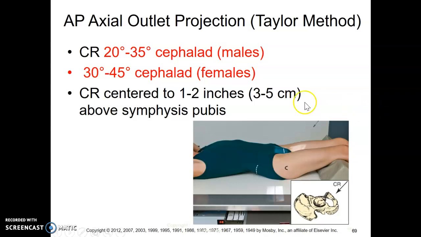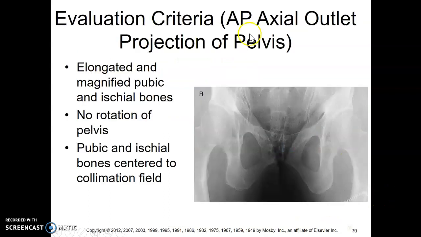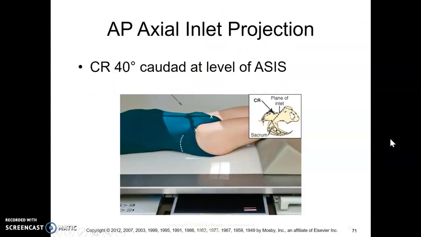So males were 20 to 35 degrees cephalad, or females are 30 to 45 cephalad angle here, centering 1 to 2 inches above symphysis pubis. And we're looking for elongated and magnified pubic and ischial bones here. Just trying to elongate those. And inlet projection, 40 caudal at the level of ASIS.